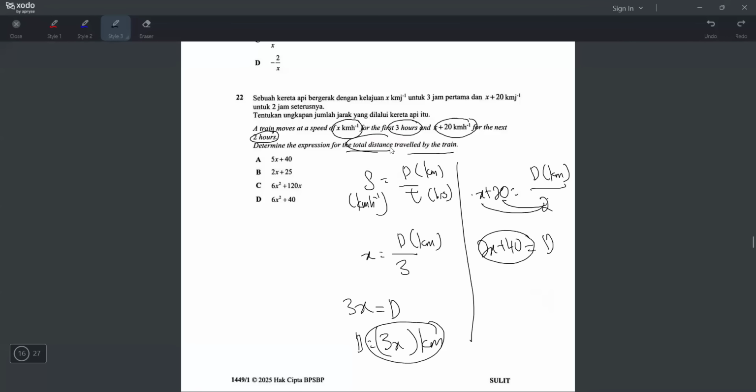So the expression for the total distance, yang ni tambah dengan ni lah. So what is 3x plus 2x plus 40? 5x plus 40. So A is the answer.